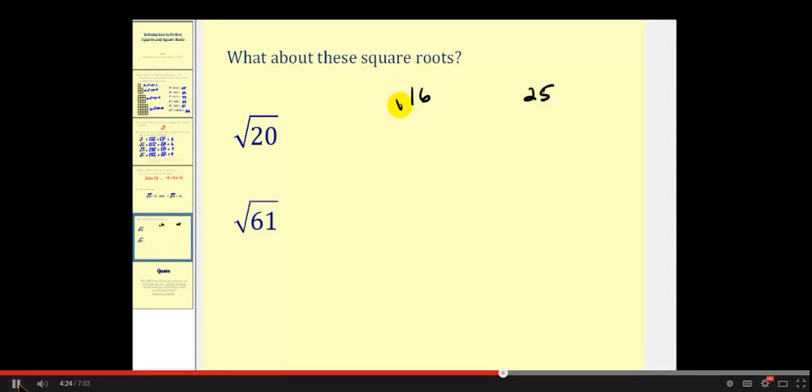And since the square root of 16 is equal to 4, and the square root of 25 is equal to 5, the square root of 20 must fall somewhere between 4 and 5. And in order to get a closer approximation of the square root of 20, we usually just use a calculator. So let's go ahead and do that.